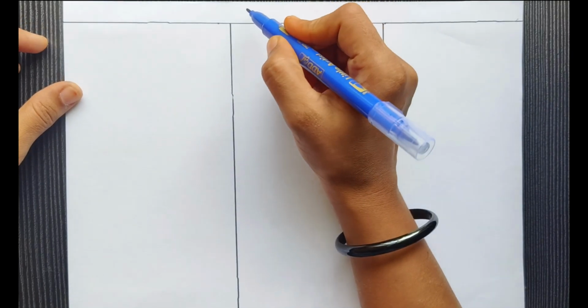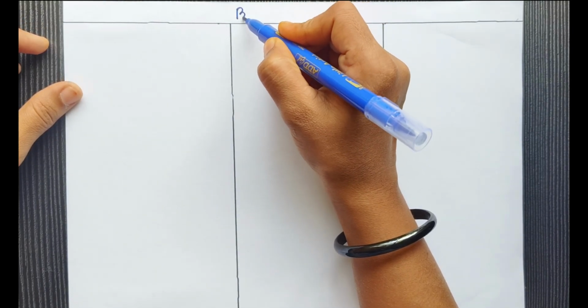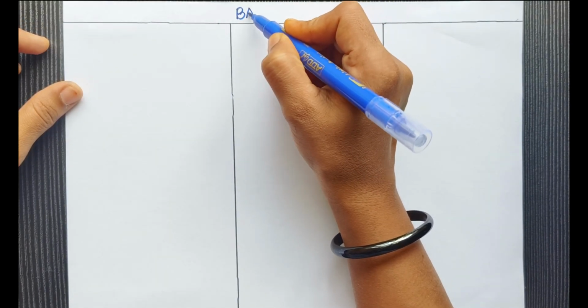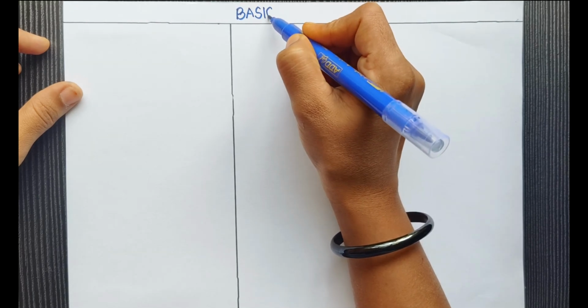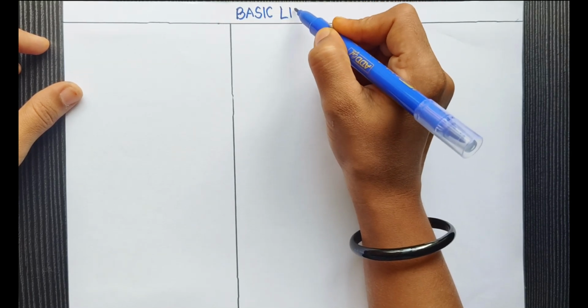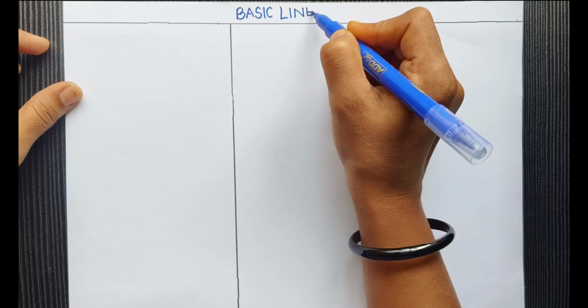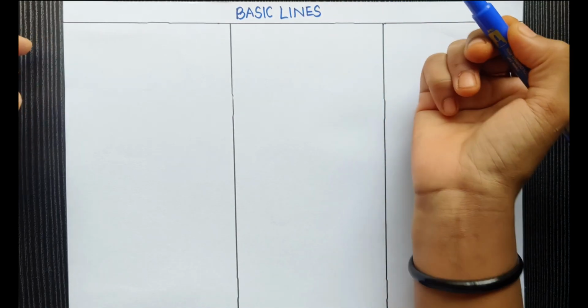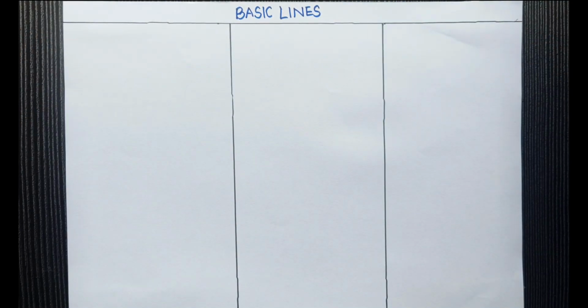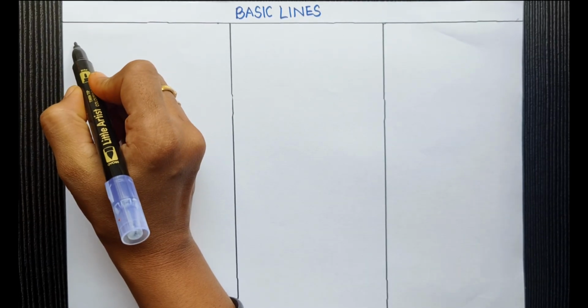Hello kids, we already learned some basic lines. So using those basic lines, today we will do one activity and we will see what are those basic lines. So let's start about the basic lines. First we have three basic lines. That is, first one is a standing line, sleeping line and a slanting line. So we will get to know about these three lines today with examples.